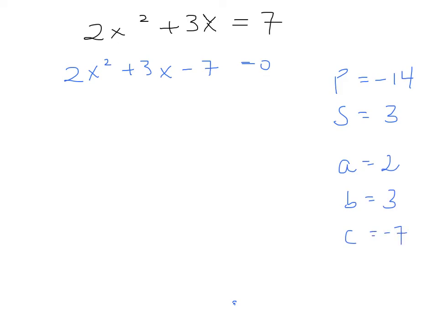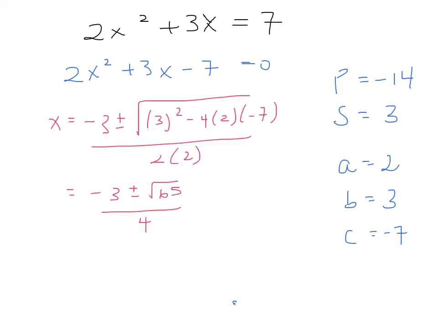So plug the numbers into the appropriate formula, and then check your work. So if you're checking your work here, check to see that your numbers are in the right spots and that you calculated appropriately. Your final answer should be negative 3 plus or minus root 65 over 4.